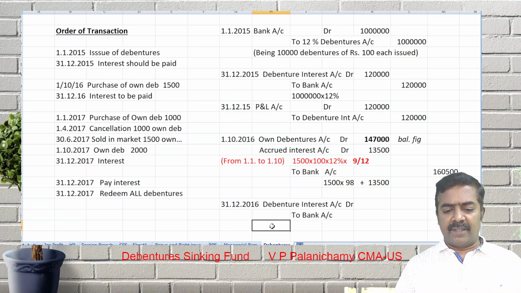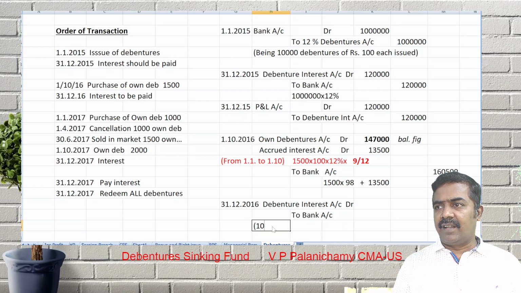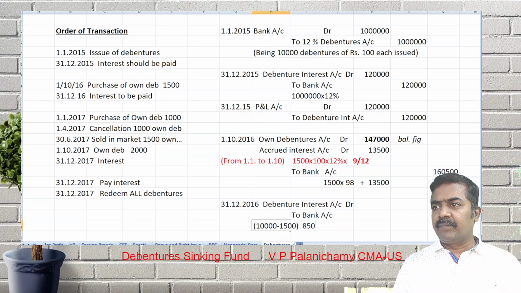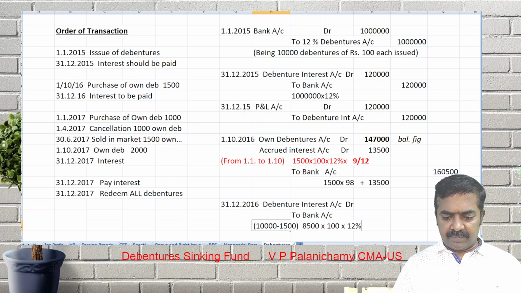See how much interest will come. How many debentures were there in total? 10,000 debentures. Out of that, how many own debentures did we purchase? We purchased 1,500. Now outsiders are holding 8,500 debentures into 100 into what percentage? 12% you have to pay.